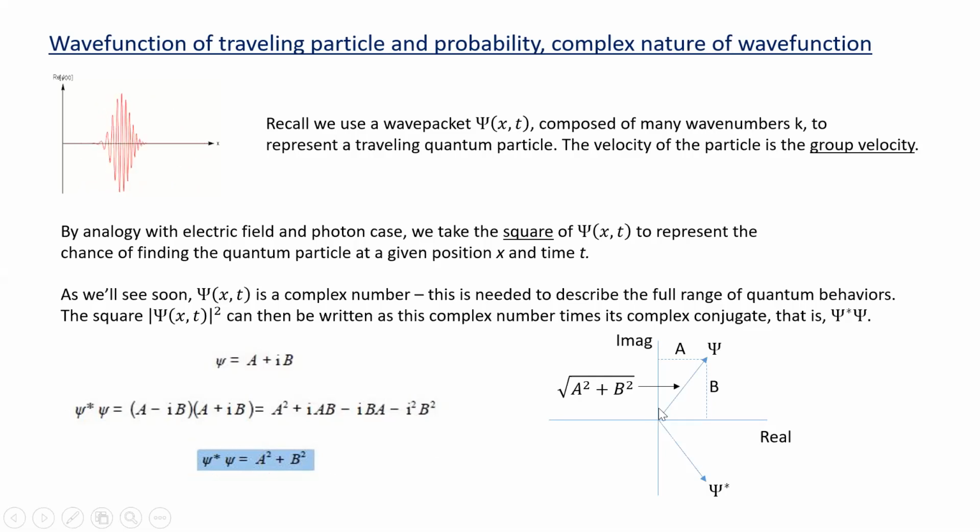And that is the square of the magnitude of psi, because the magnitude of psi, according to this geometry with side a and side b, would be the square root of a squared plus b squared. So a squared plus b squared would be the square of the complex number psi. Okay, we'll see more as we move along of how the wave function is complex.